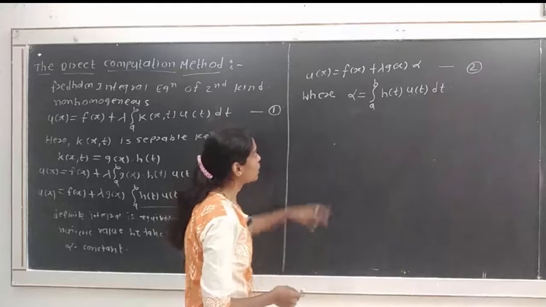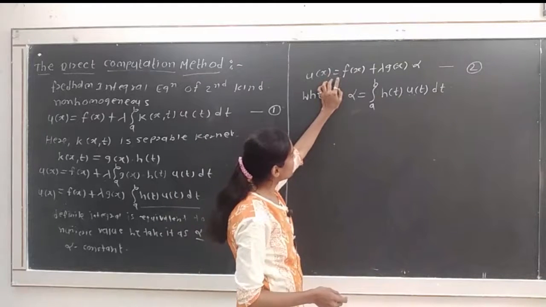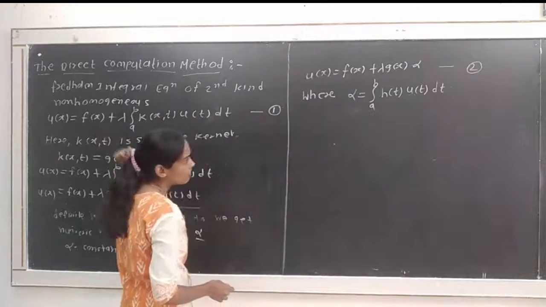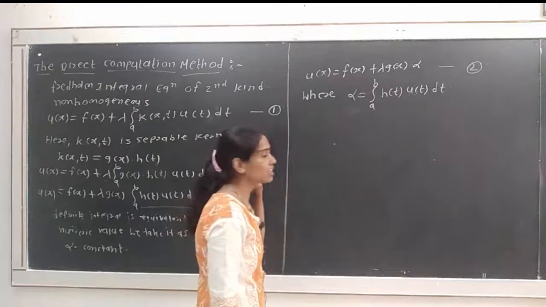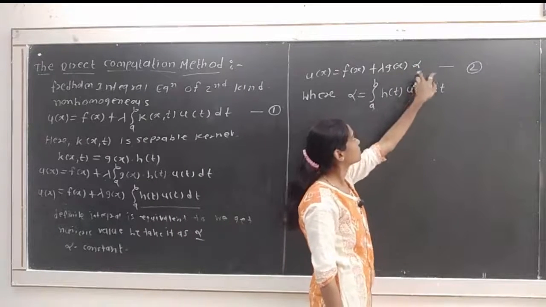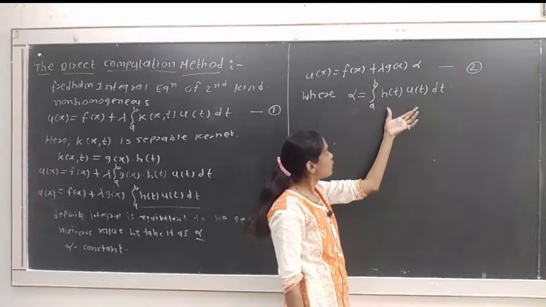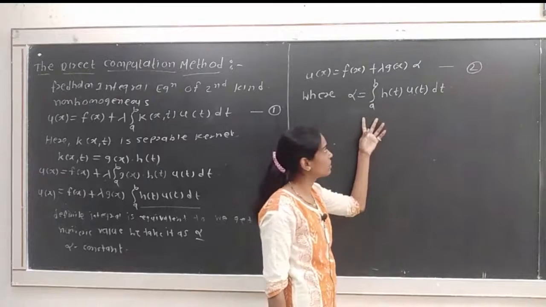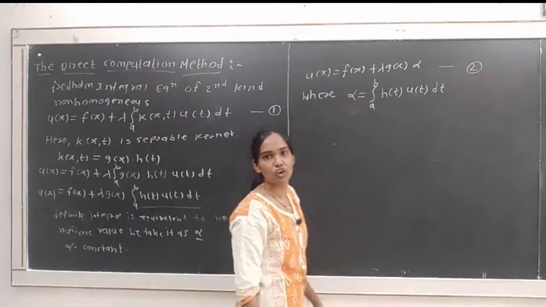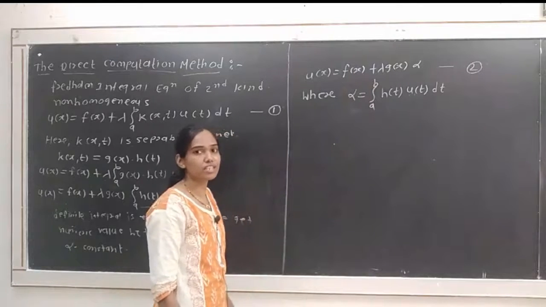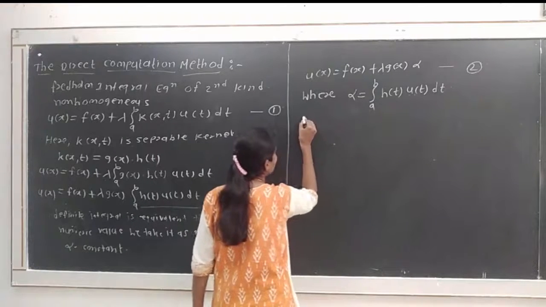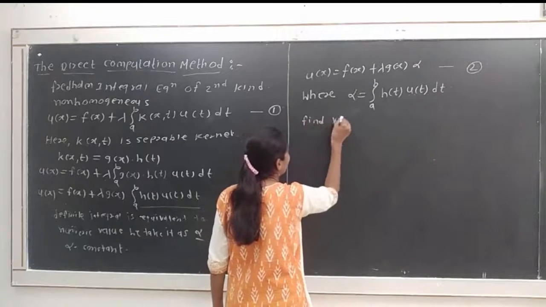Here equation number 2, that is the value of u of x, is the solution of the given Fredholm integral equation of the second kind with separable kernel. If we find the value of alpha, that is, if we solve this integration and find this numerical value and put it here, then this is the solution of the given non-homogeneous Fredholm integral equation of the second kind.